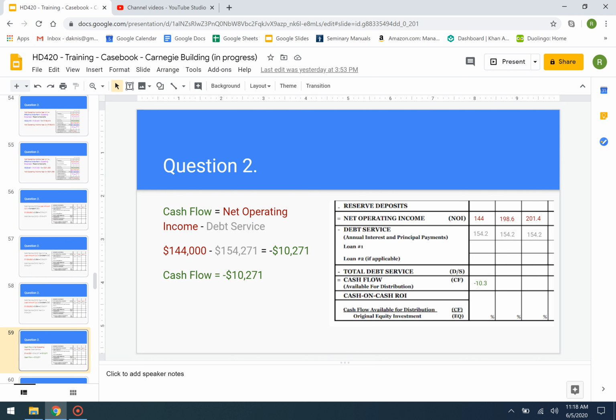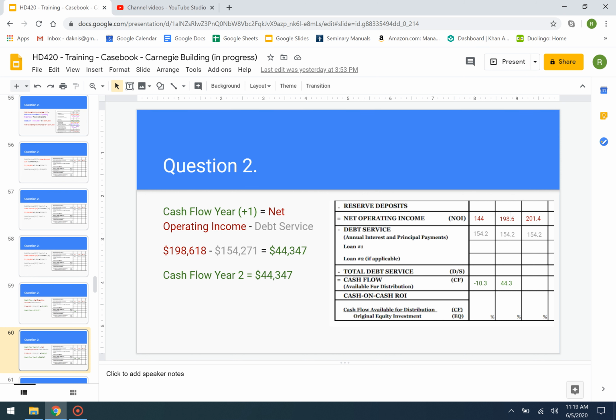Now it's written a couple different ways. I use the negative sign right here, the minus sign. Some people do it with parentheses and then change the other side. It's really up to you. Just make sure you're consistent with it. But you can sometimes see parentheses to mean negative, or sometimes you'll see the minus symbol. So our first year negative cash flow is $10,271.